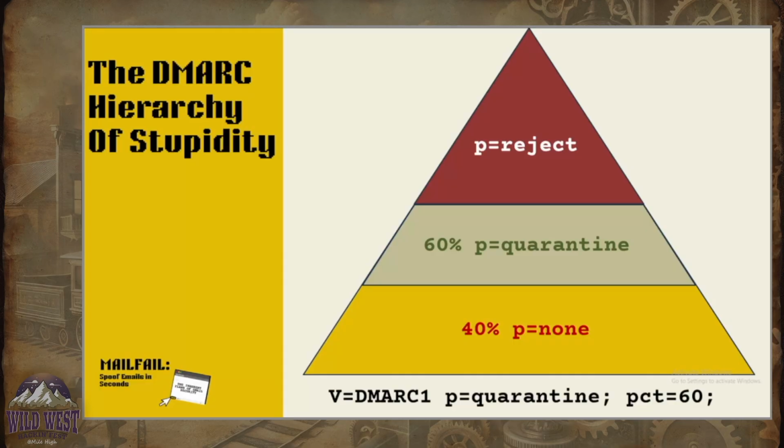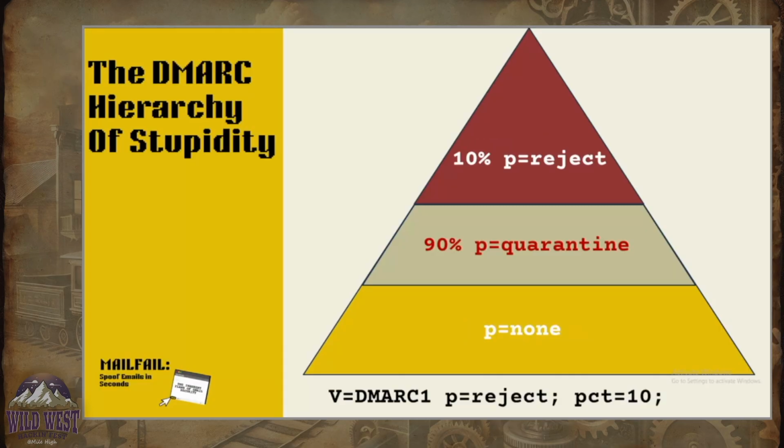So they implemented this percentage where a random number generator on the receiving mail server will just determine that 60% of the time spoofed emails don't go through, and 40% of the time it does go through. And they thought that was a better option than just not implementing DMARC. So one more example, if the policy is reject and a percentage of 10, 10% will just not be delivered, and then 90% will go to spam.